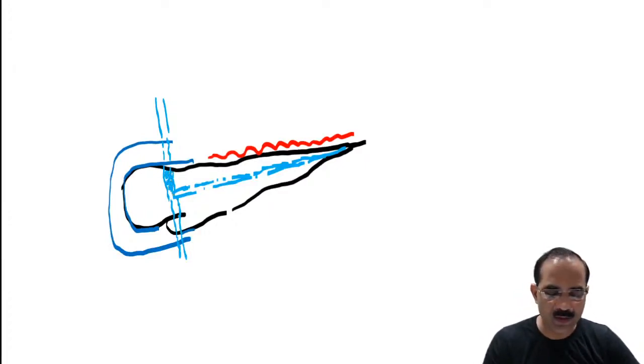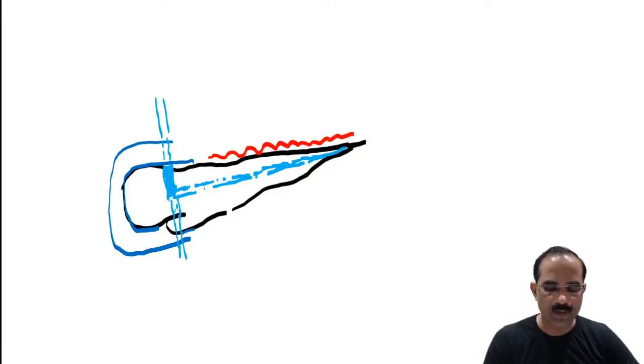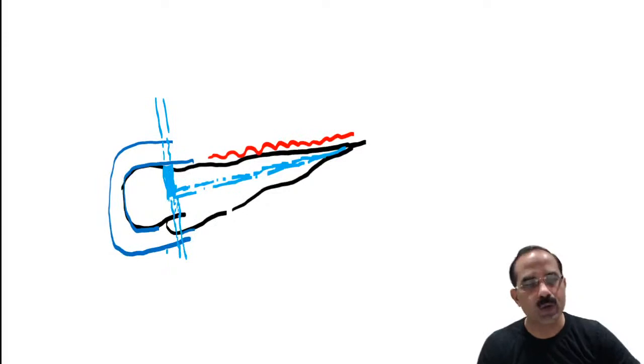Portal vein in its upper part, and superior mesenteric vein in its lower part.